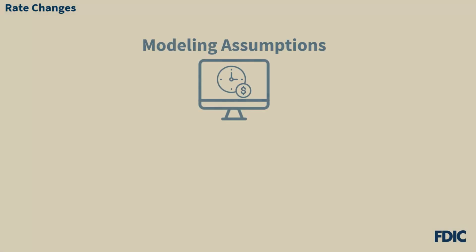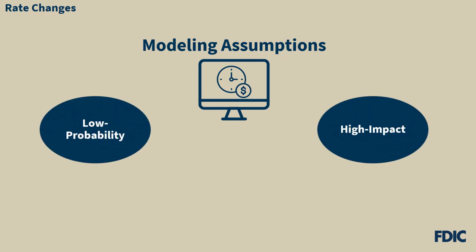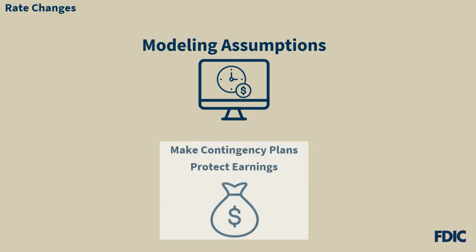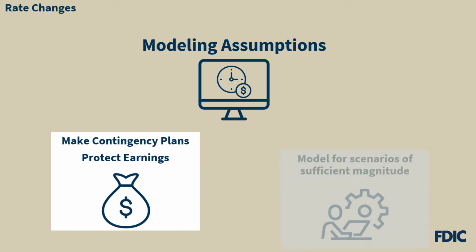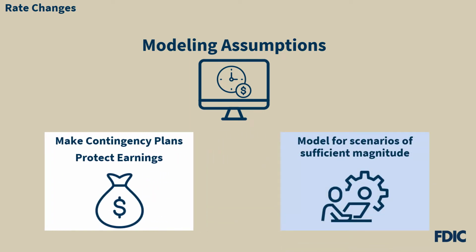Rate change assumptions used in interest rate risk modeling are vital to capturing the bank's exposure to interest rate risk, including understanding the potential effect of low probability but high impact events. This is so bank management can make contingency plans and take mitigating steps to protect the sustainability of earnings. Therefore, it's important that modeling includes scenarios of sufficient magnitude that capture material changes in cash flow and fair value that may be triggered by such an unlikely event.